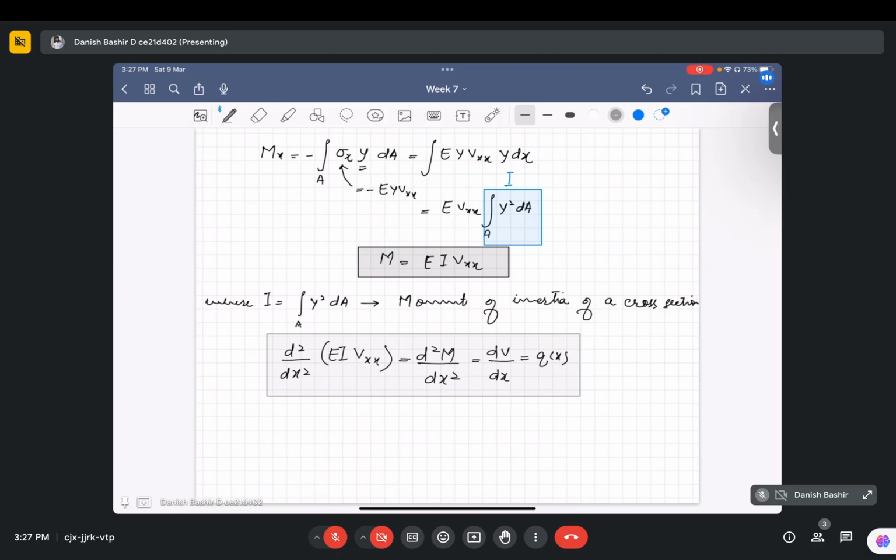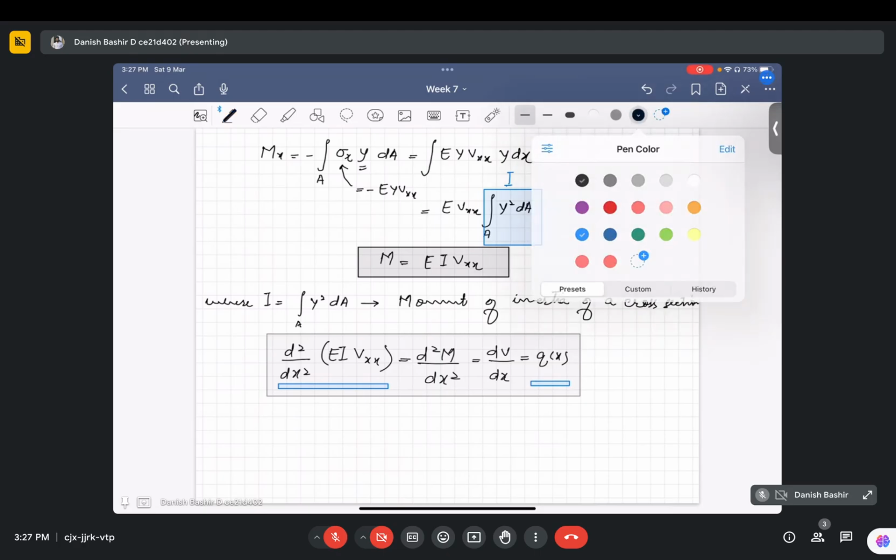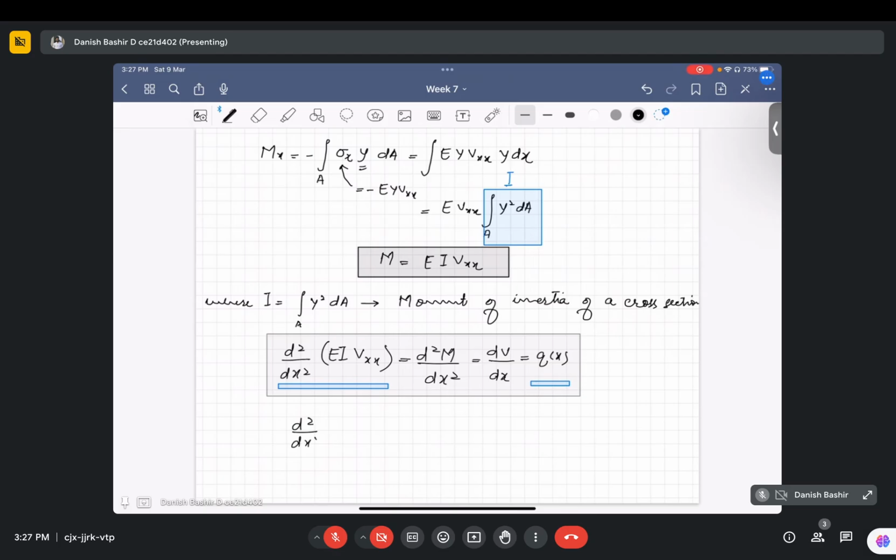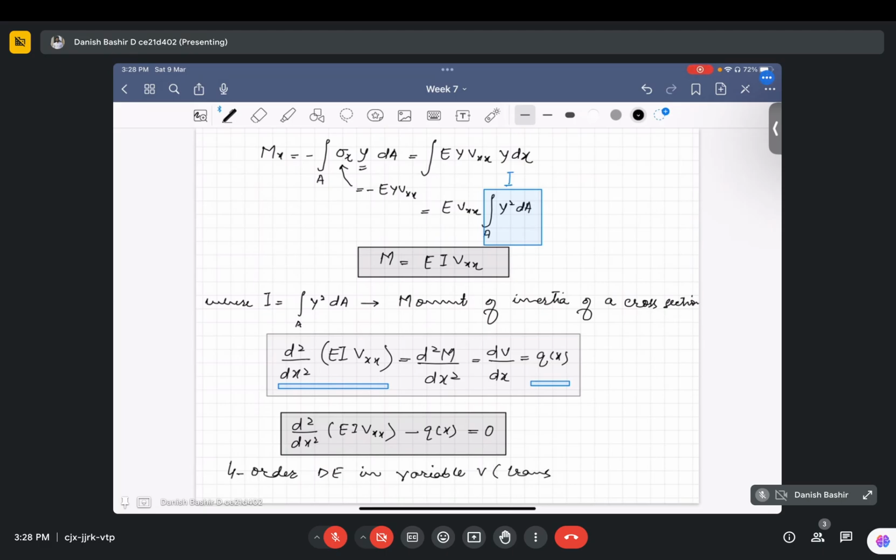If we see these two parts of this equation, this part and this part, q of x, we can write d2 by dx square of E I v x x minus q of x equal to 0. So this is the beam equation we have. It is a fourth order differential equation in variable v, that is, transverse displacement.